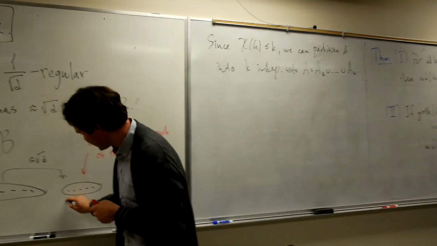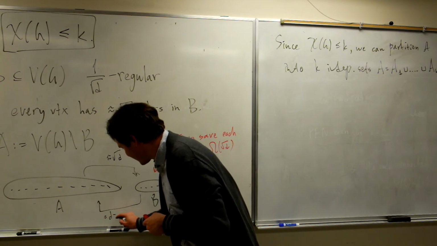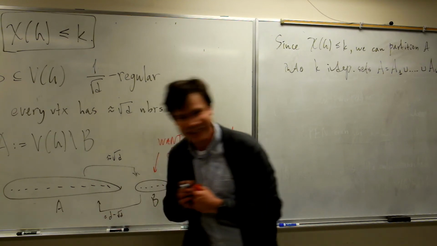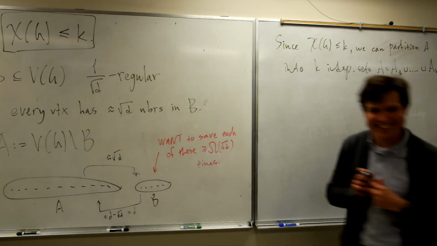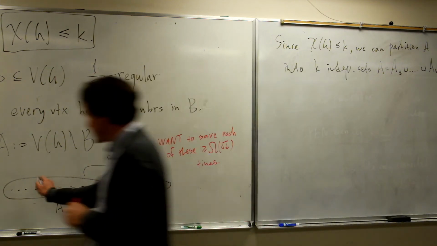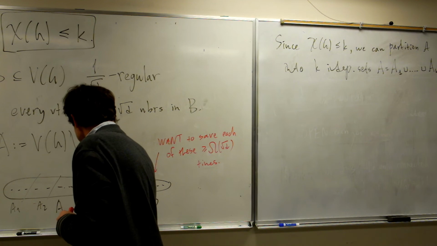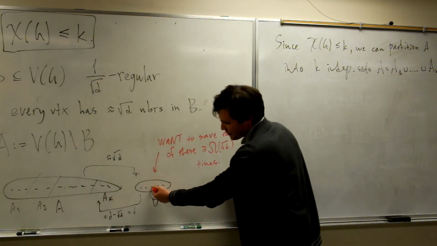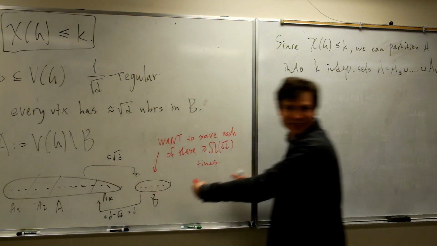Now look at this picture again. Everybody in B has roughly D minus root D neighbors in A by construction, which is essentially D, certainly linear in D. And now A is partitioned into these K subsets, A1, A2, up to AK. Which means that everybody here has to have at least a kth fraction of its neighbors in A fall into one of these.